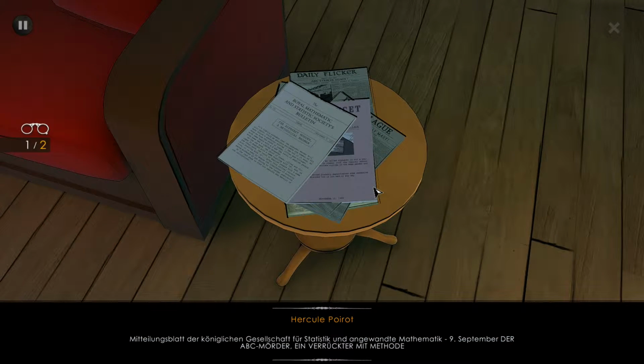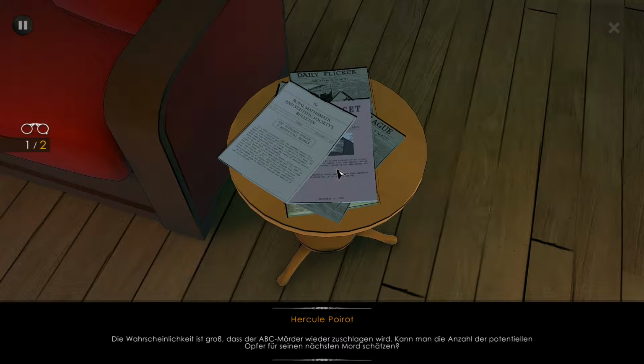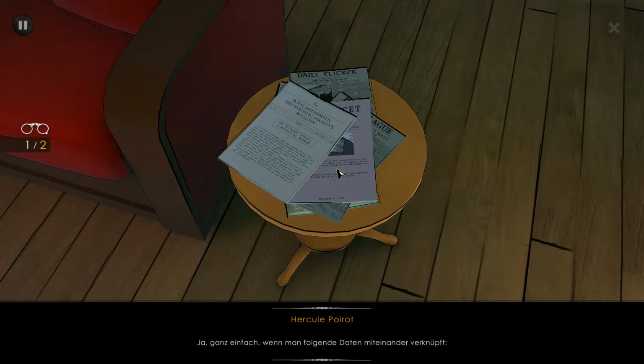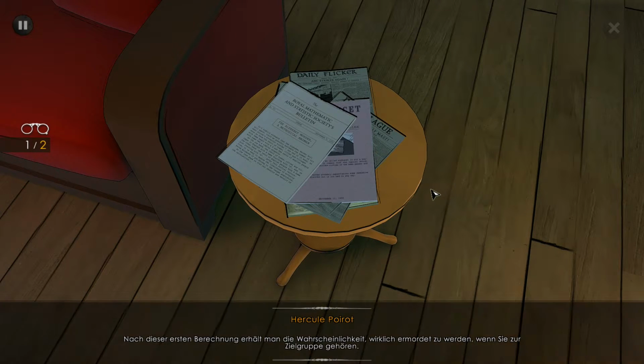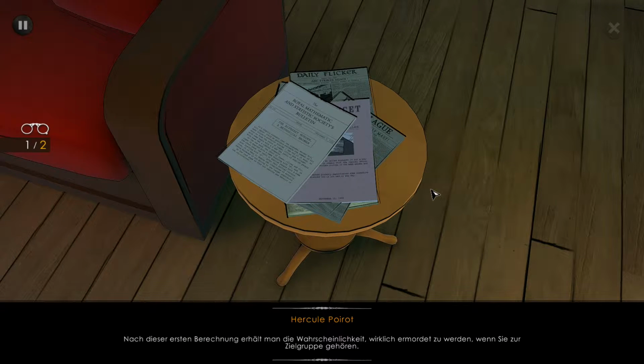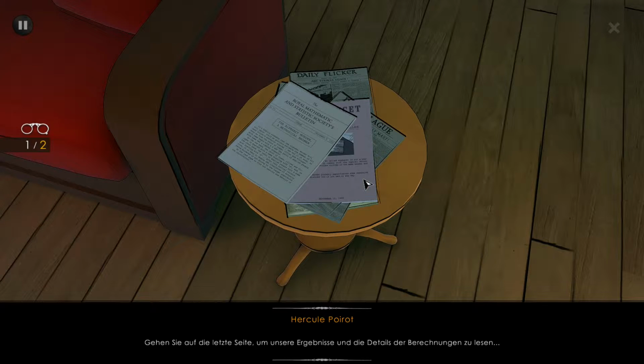Royal Mathematical and Statistical Society's Bulletin, September the 9th, 1935. The alphabet murder, a methodical madman. It's highly probable that the alphabet murderer will kill again. Could we possibly estimate the number of victims in his next crime? Yes, and it is easy. As soon as we know the ratio of towns, cities and villages whose names begin with a D and the ratio of English people whose names are spelled the same. On the one hand, the ratio of towns, cities and villages in England with a name starting with D, and on the other hand, the ratio of English people with a name also starting with D. After this initial calculation, it is easy to deduce the likelihood of actually being murdered if you belong to the target population. Go to the last page to find our results and details on the calculations.